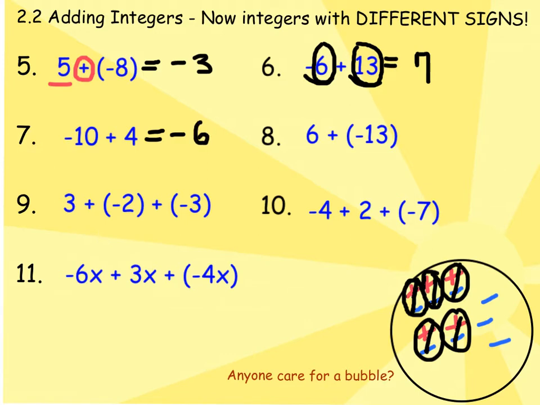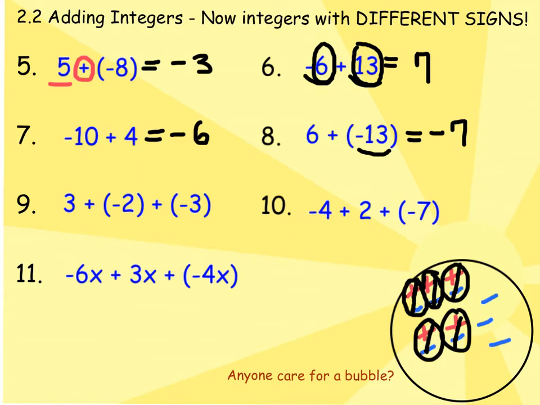Okay, number 8, 6 plus negative 13. Do I have more positives or more negatives? In this one, I have more negatives because there's 13 of them. That means my answer is going to be negative. How many more negatives do I have? 13 minus 6 is 7. So my answer is negative 7.